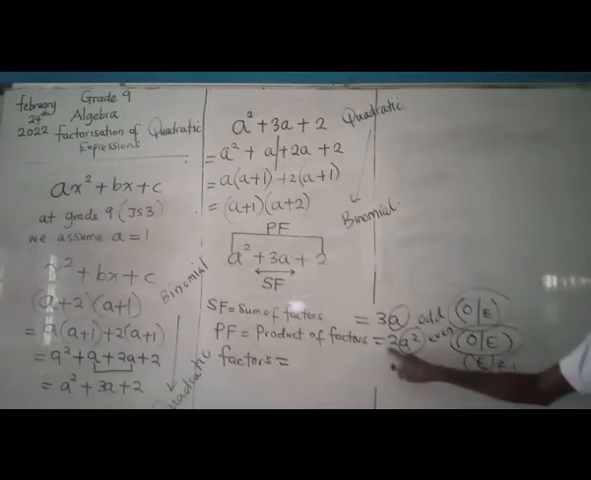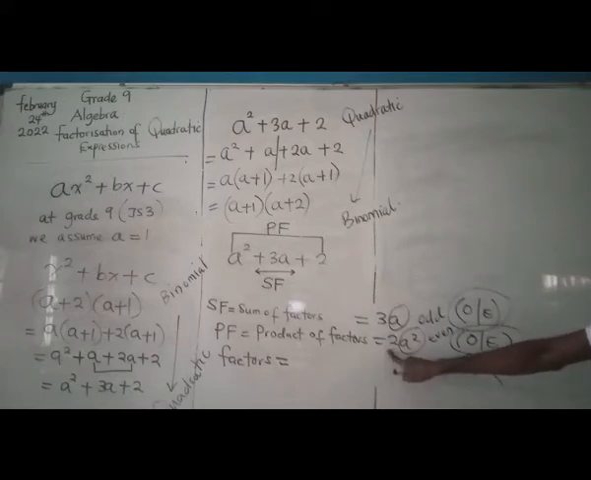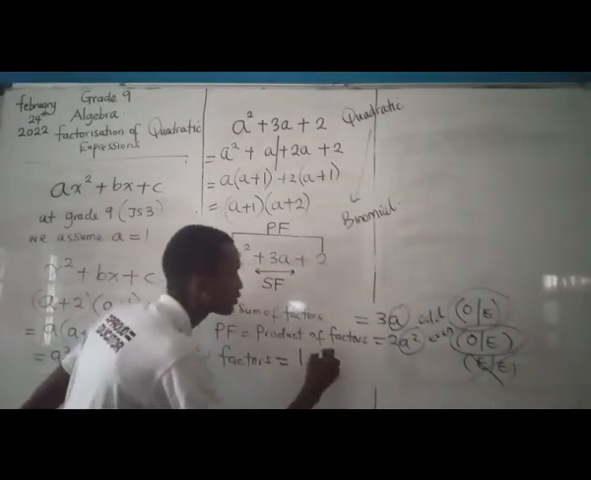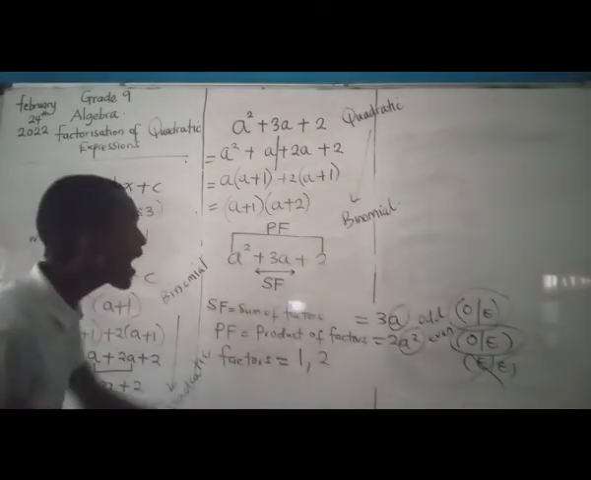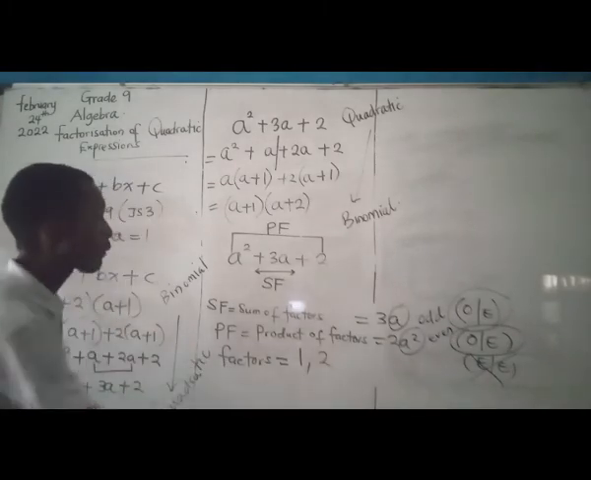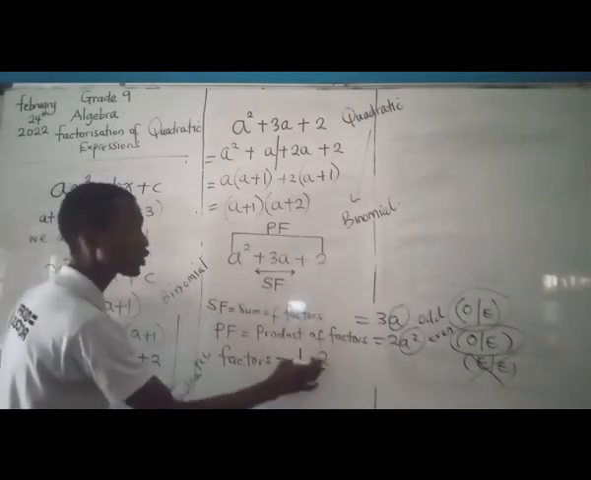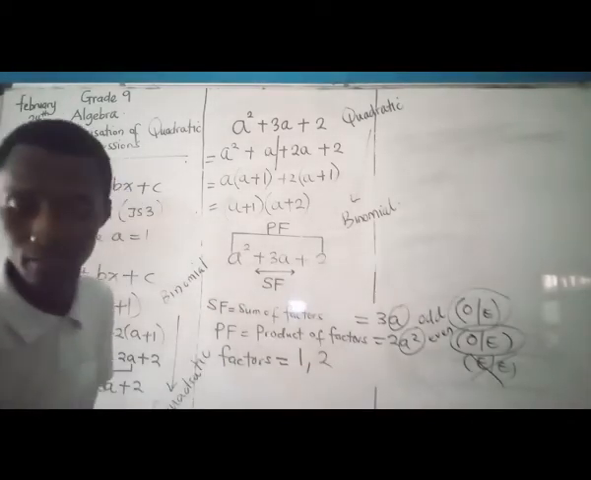So let's look at 2. What two numbers will I multiply to get 2? One odd, one even. 2 and 1. Very good. So the factors I'm looking for will be what? 1 and 2. So where I have 1 and 2, I'm going to replace this 1 and 2 with what? I'm going to replace 3a with what? 1 and 2. So let's see that.